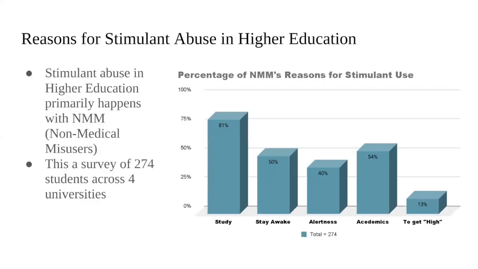Reasons for stimulant abuse in higher education. Stimulant abuse in higher education primarily happens with non-medical misusers. This is a survey of 274 students across 4 universities. As you can see on the graph, 81% of misusers use stimulants for studying, 50% use them to stay awake, 40% for alertness, 54% for academics, and only 13% use it to get high.